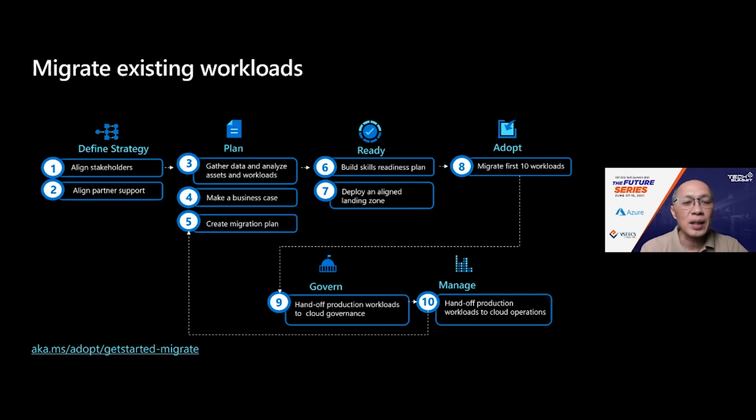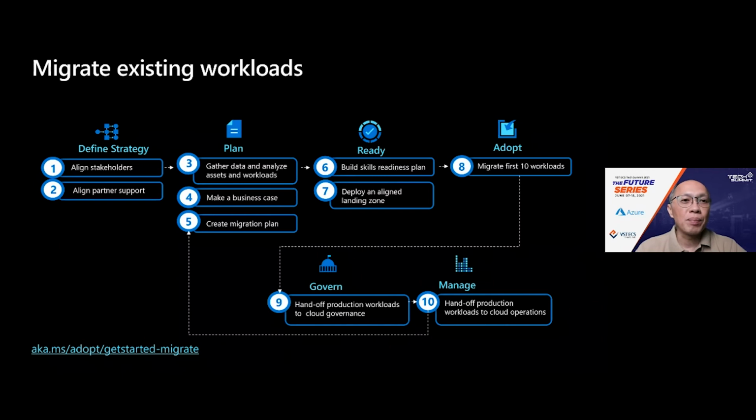At the end of it, you get a recommendation and some guidance. You can then do the plan, gathering the data, create a business case. There's even templates on how to make a business case. There's guidelines and even a module and template on how to build a TCO study, right? You create a migration plan, and so on and so forth, all the way to migrating your first 10 workloads, okay? And then after that, you work on your governance and management, all here in the toolkit, in the framework.